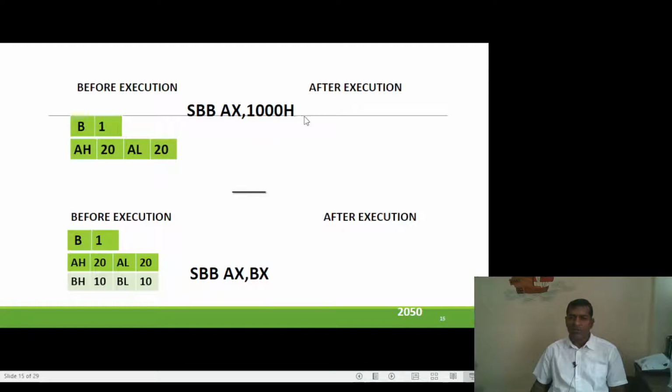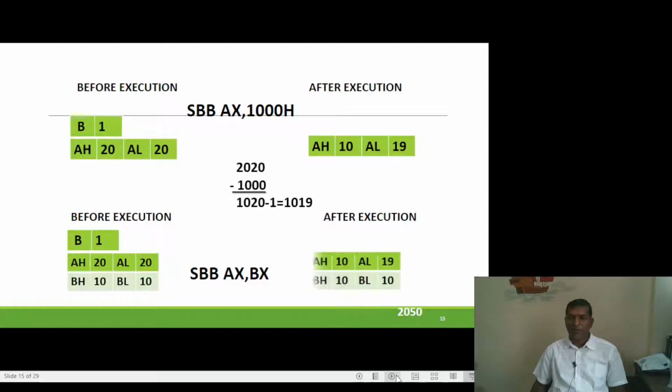SBB AX, 1000H is subtracted. We have a borrow here, so this borrow will also be subtracted. We will get a final result of 2020 minus 1000. Final result is 1020, and the borrow, minus 1, is subtracted and then we will get a final result of 1019, and that is stored at AX. Same with this case.